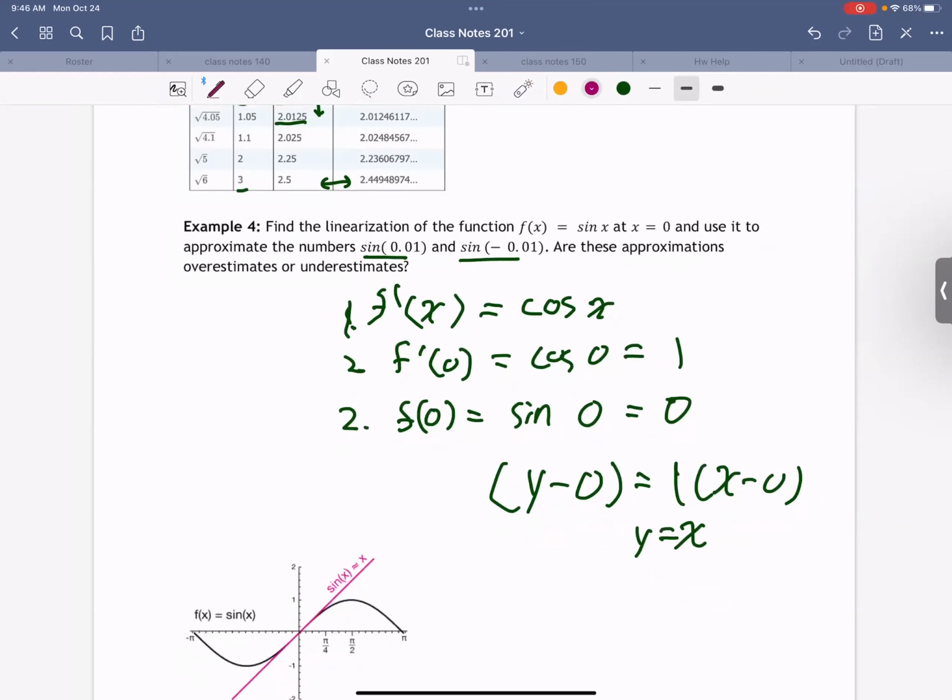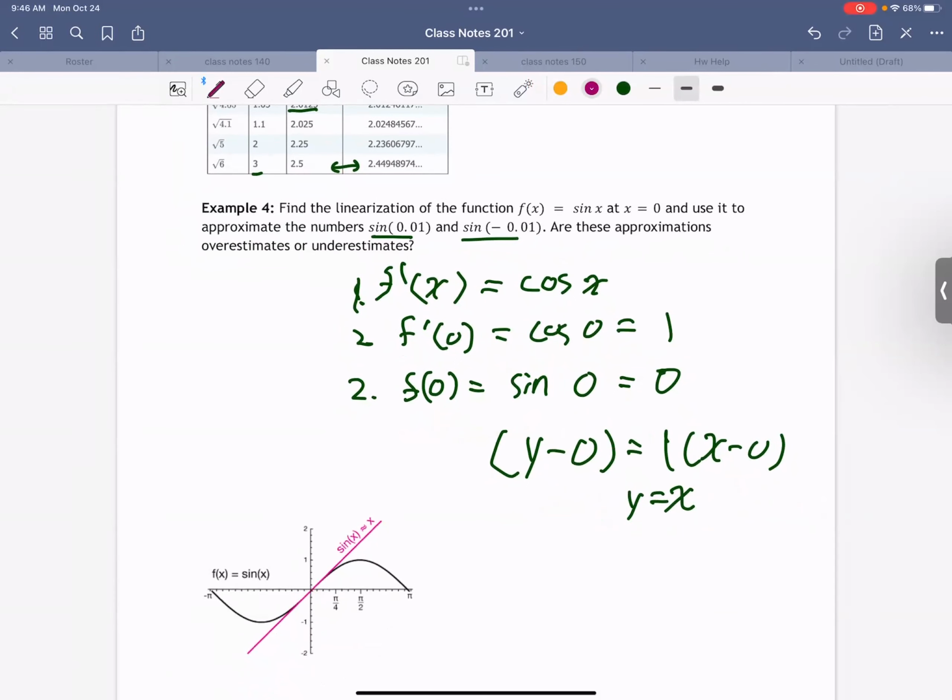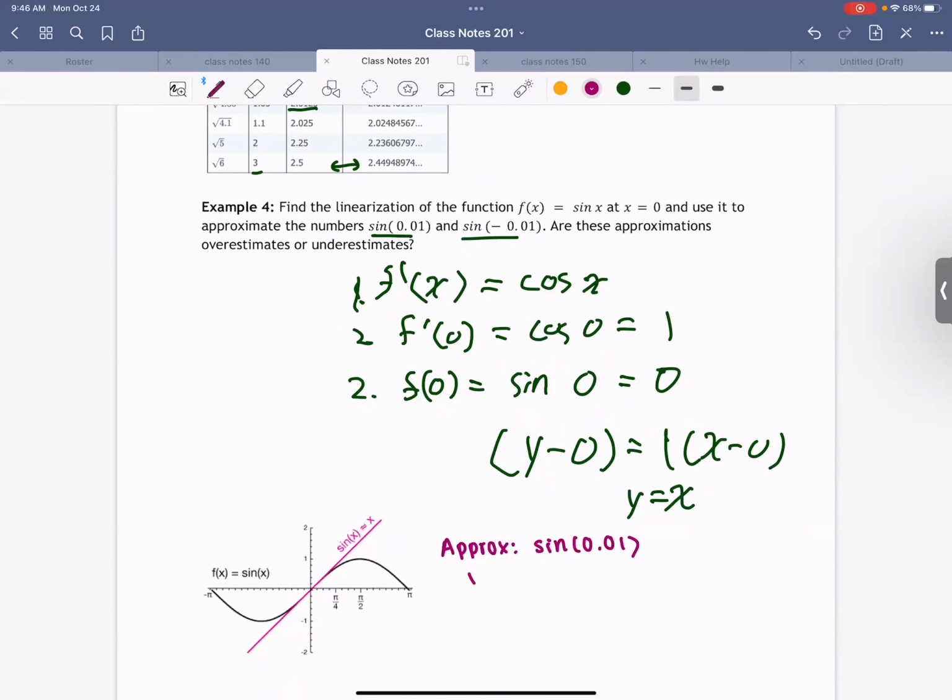Nice job, John. So the question asks us to find two approximations. We want to approximate sine of 0.01. Now this one's a little bit easier than the last question because we don't actually have to change this value too much to figure out what we have to plug in. What am I plugging in for x to figure out sine of 0.01? 0.01, right? So L of 0.01, well, L is x, so it's got to be 0.01. So the approximation for what sine is at 0.01 is 0.01.